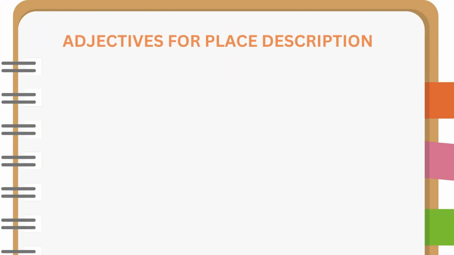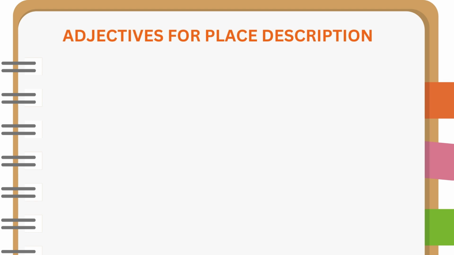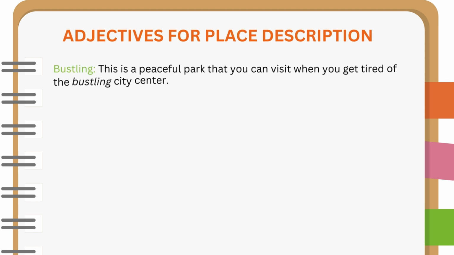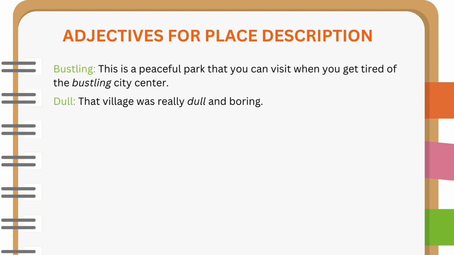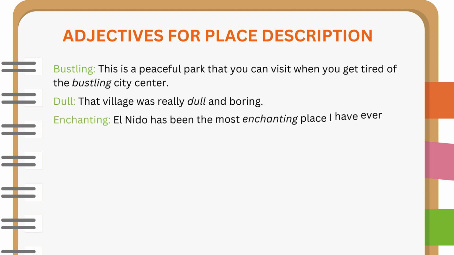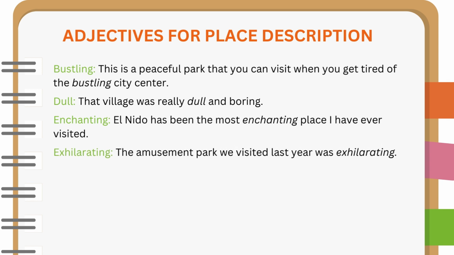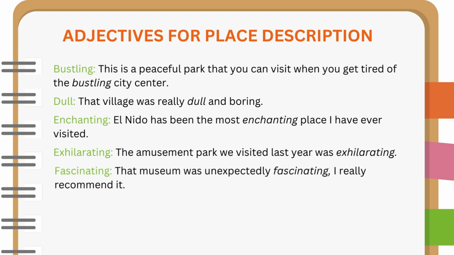Let's learn some adjectives that you can use to describe places. Bustling. This is a peaceful park that you can visit when you get tired of the bustling city center. Dull. That village was really dull and boring. Enchanting. El Nido has been the most enchanting place I have ever visited. Exhilarating. The amusement park we visited last year was exhilarating. Fascinating. That museum was unexpectedly fascinating. I really recommend it.